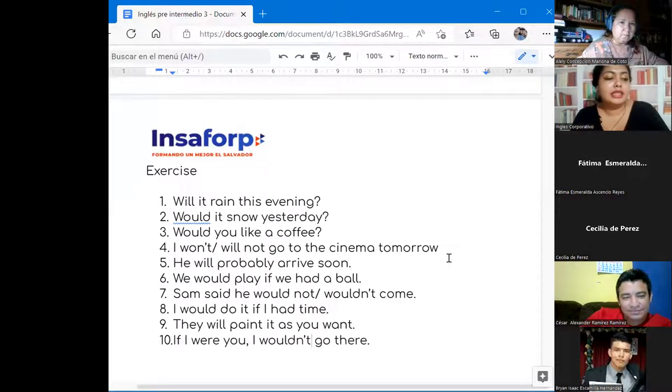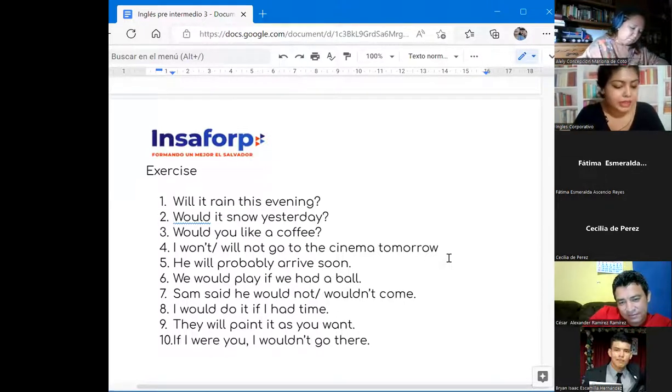But in this case, we were just talking about will, and we are going to explain something more about would. Then in that case, we are going to use this auxiliary in conditionals, but it may also be used when we make requests in English. Unlike will, using would is much more polite.